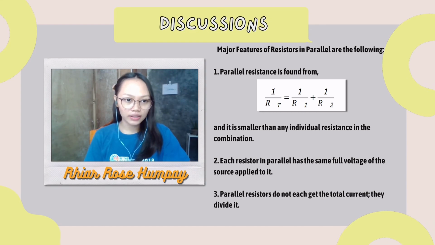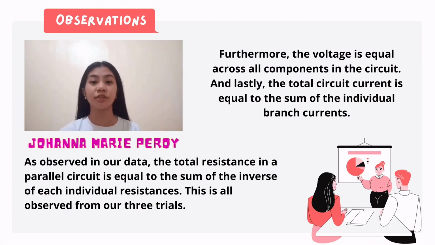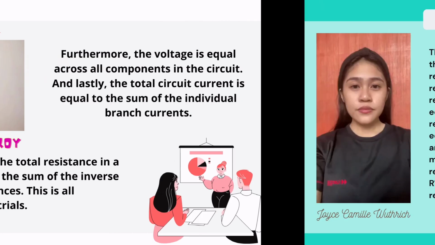They divide it. As observed in our data, the total resistance in a parallel circuit is equal to the sum of the inverse of each individual resistance. This is all observed from our 3 trials. Furthermore, the voltage is equal across all components in the circuit. And lastly, the total circuit current is equal to the sum of the individual branch currents.